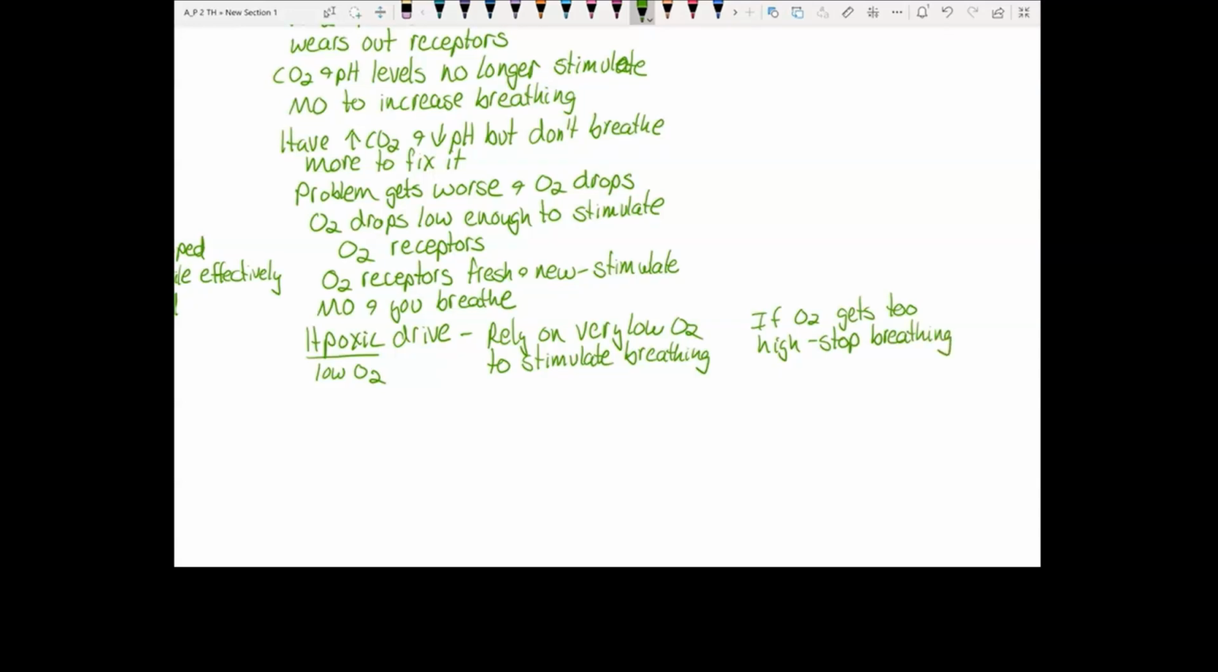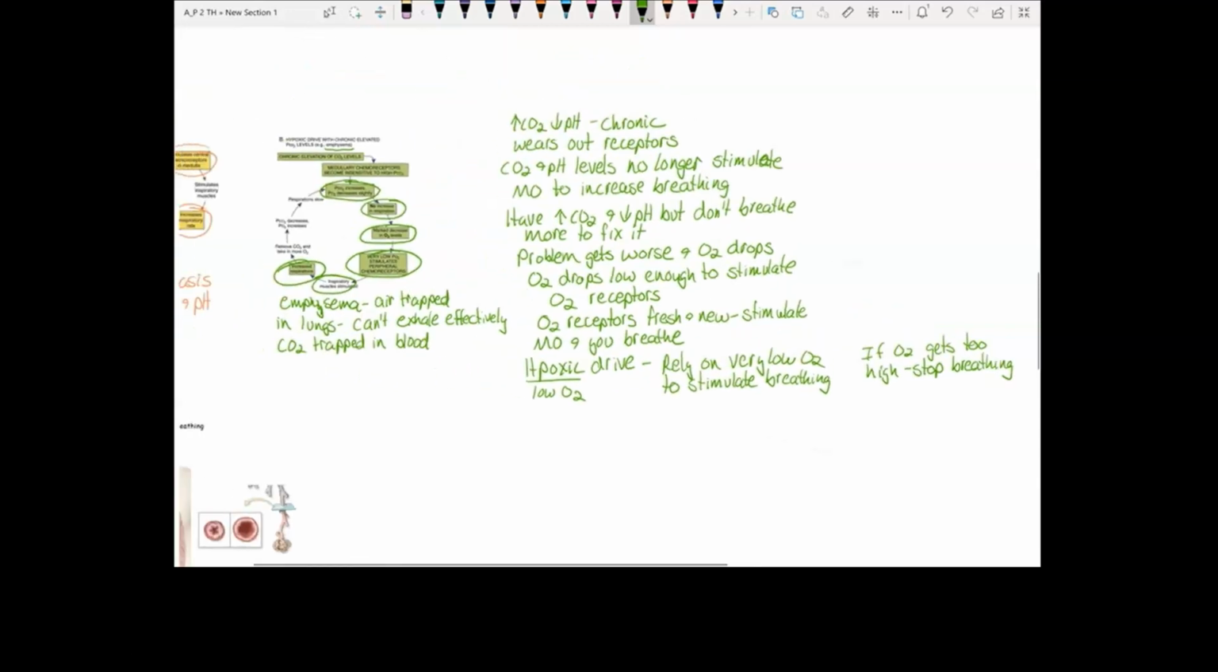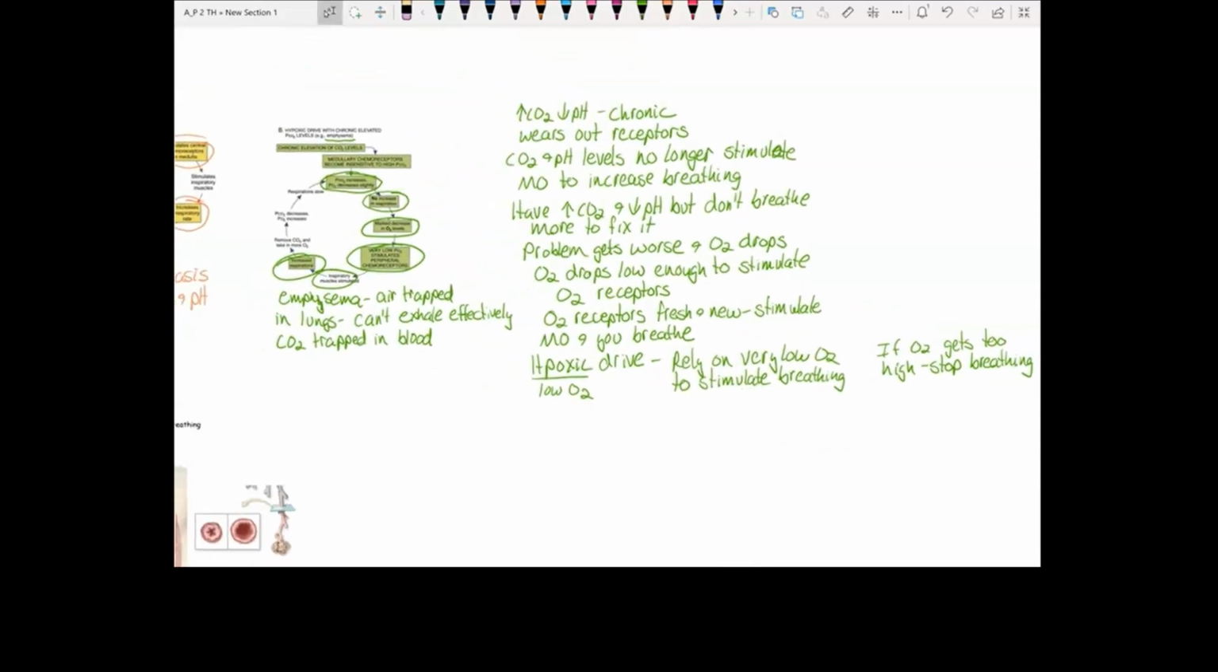So this is why if you have someone with emphysema and they have oxygen, you can't turn it up too high. If you turn it up and you give them too much oxygen, they'll actually stop breathing. So hypoxic drive, you're relying on keeping your oxygen very low in order to stimulate you to breathe.